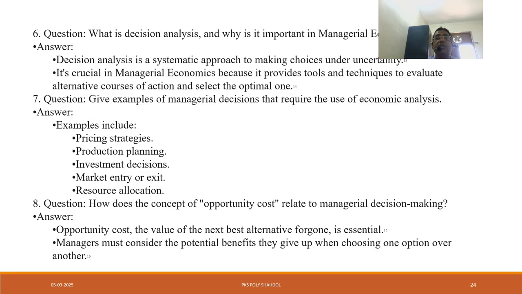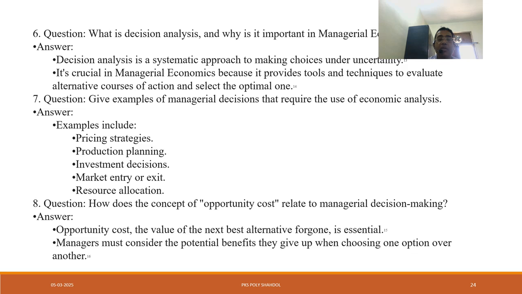Sixth question, what is decision analysis and why is it important in managerial economics? Decision analysis is a systematic approach to making choices under uncertainty. It is crucial in managerial economics because it provides tools and techniques to evaluate alternative courses of action and select the optimal one. Question number 7, give examples of managerial decisions that require the use of economic analysis. Answer: pricing strategy, production planning, investment decisions, market entry or exit, and resource allocation.